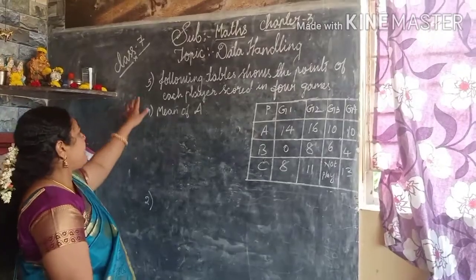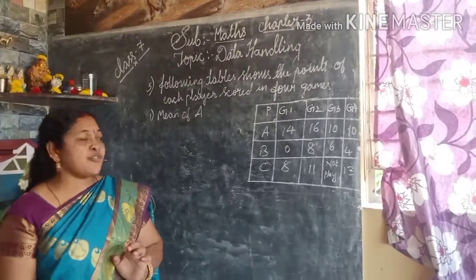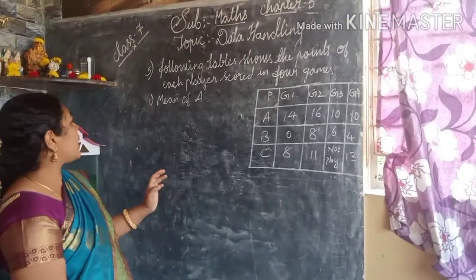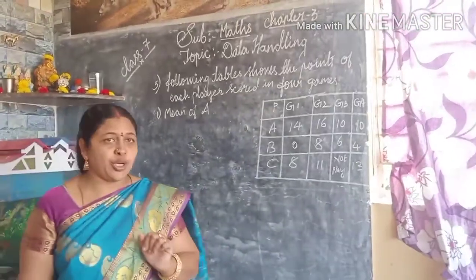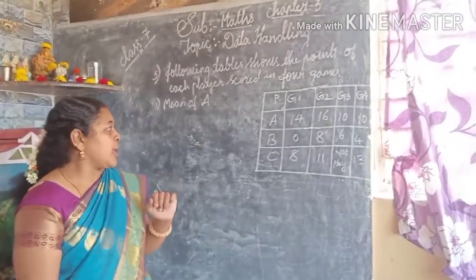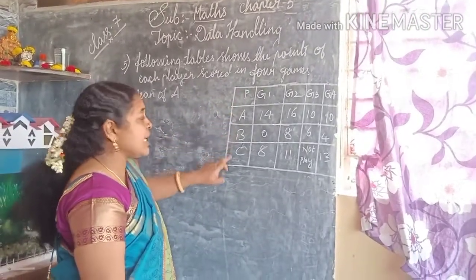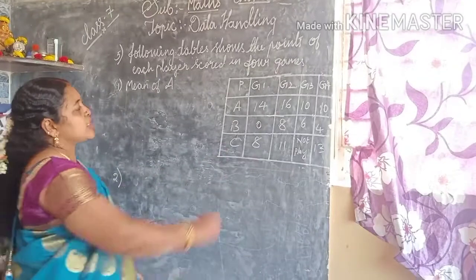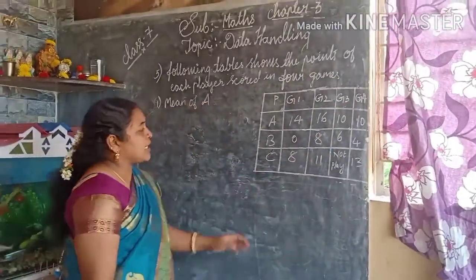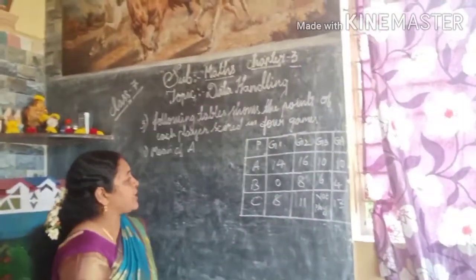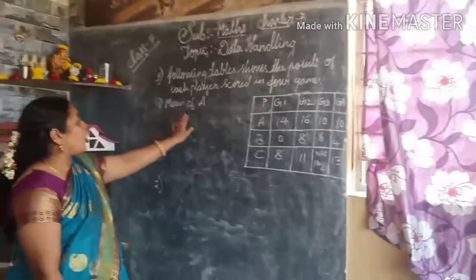Look at the fifth sum. Following table shows the points of each player's score in 4 different games. And here I am giving the table for you, which is already given in your textbook. Here I am putting it in short. Now look here. Here the players are A, B and C, and the games we are listing here as game 1, game 2, game 3 and game 4. And here are the scores that they have scored. Here our first question is, what is the mean of A?